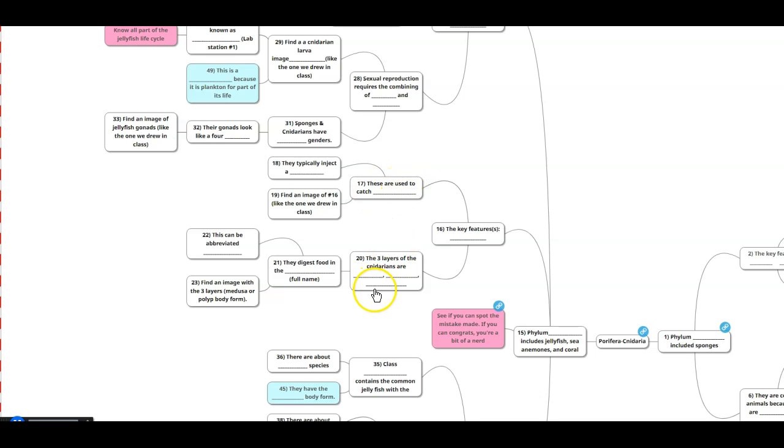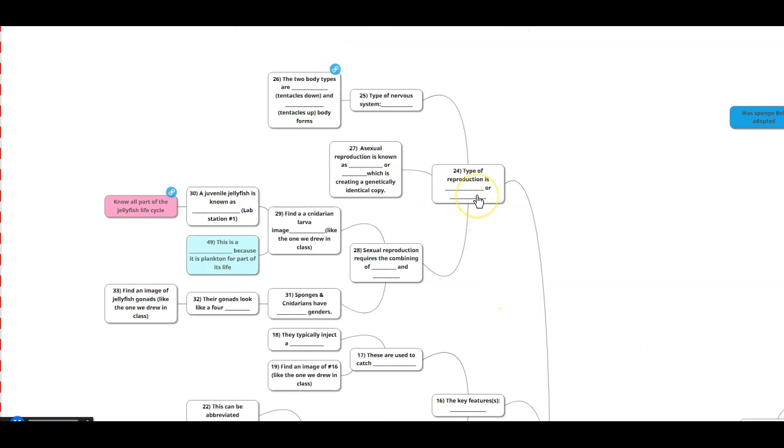Probably fine. The 3 layers of the cnidarian are the epidermis, the mesoglea, and the gastrovascular cavity, which we also call the GVC. What do they digest food in? They digest it in the GVC, which kind of covers number 22. Find me an image that shows those 3 layers, either the medusa body form or the polyp body form, but I should see those 3 layers: epidermis, mesoglea, gastrovascular cavity.